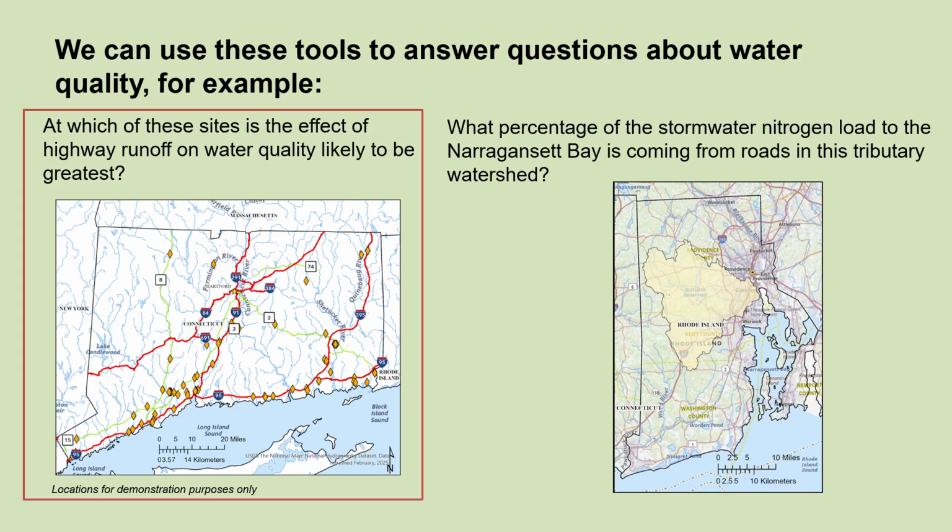So for this example, I've put together a selection of sites in Connecticut where a highway is discharging into a receiving water body. And this is already just a fraction of the number of sites that might be of interest, but it demonstrates that commonly there may be many of these sites, and it's helpful to have a way to narrow down where should time and attention be spent first? So where is the effect of the highway runoff on the receiving water quality likely to be greatest?